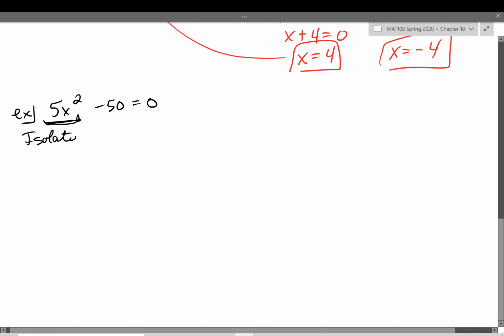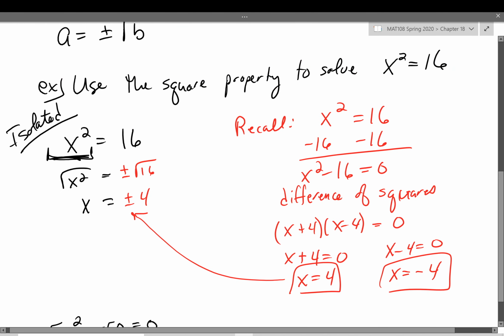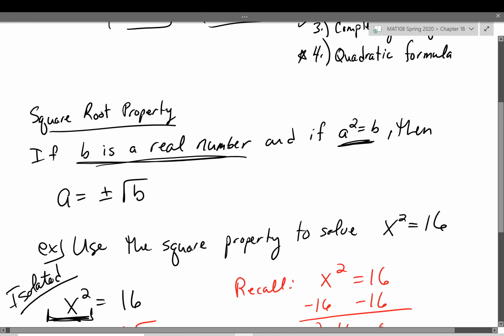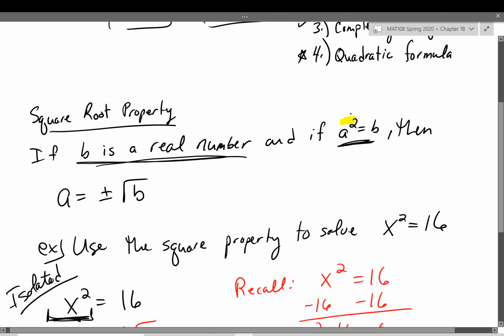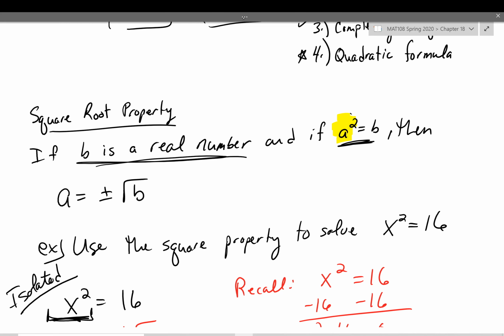And why do you have to do that? It all falls back to this definition that I gave you, all right? If b is a real number and if a squared equals b, then a equals plus or minus the square root of b. In other words, right here, let me highlight it here for you. Notice that is isolated, which means I have to isolate, okay?